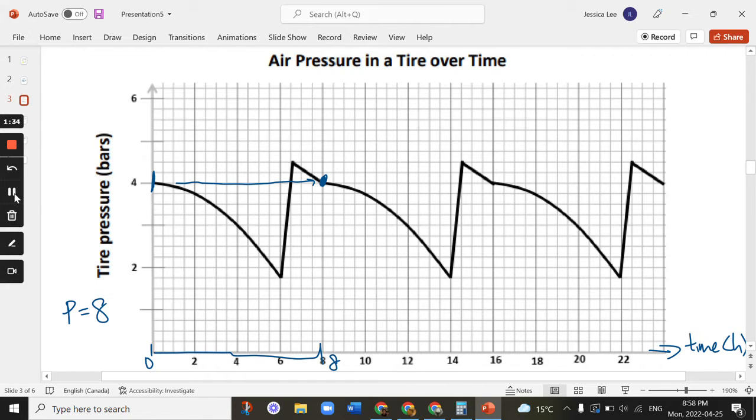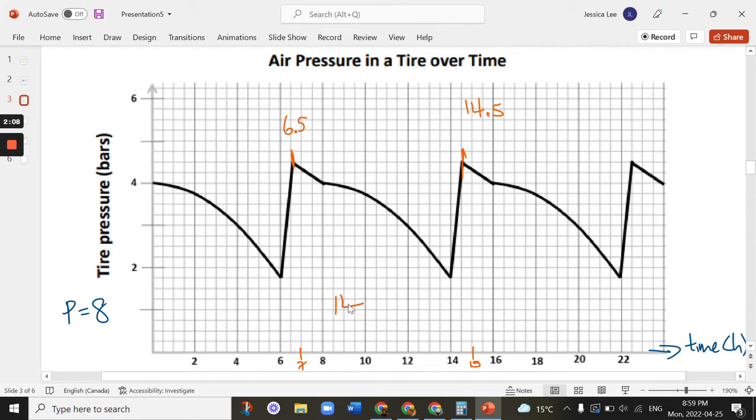But if you are having trouble identifying a cycle, because this is a very important step, what you could do instead is like this. You can always go from the very top to the very top. So this is 6, this is 7. So right there is 6.5 on the x-axis. This is 14, this is 15, that's 16, and right there is 14.5. So I calculated the period with 14.5 minus 6.5, and guess what? It still gave me the period of 8.